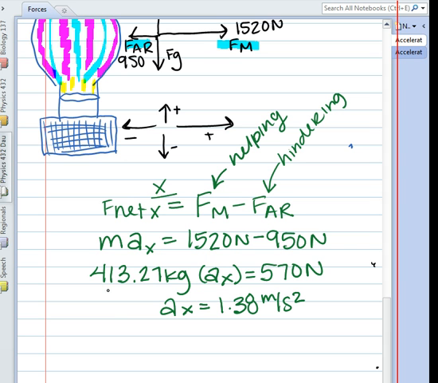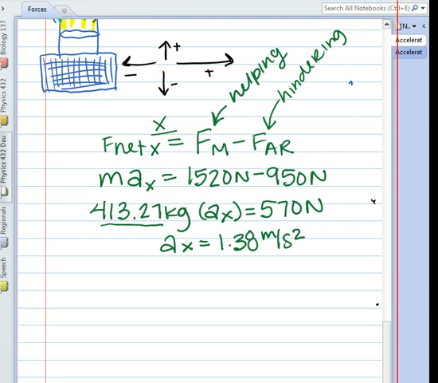I'm going to substitute in my known value for mass, which is simply the 413.27 kilograms, and do the subtraction to get 570 newtons. When I go through and solve, I find that my acceleration in the x direction is simply 1.38 meters per second squared. Since there was absolutely no acceleration in the y direction, I can say that my total acceleration is going to equal the 1.38 meters per second squared.